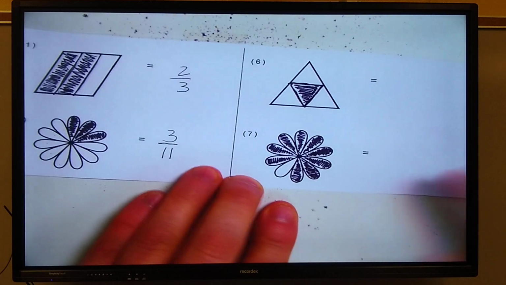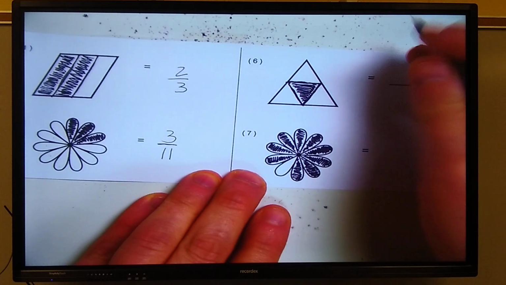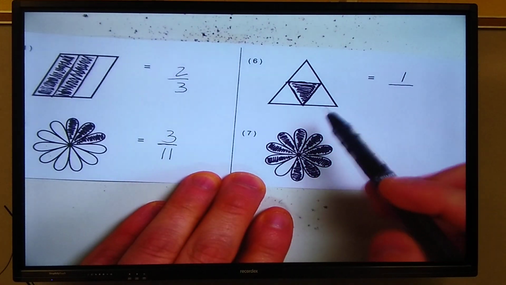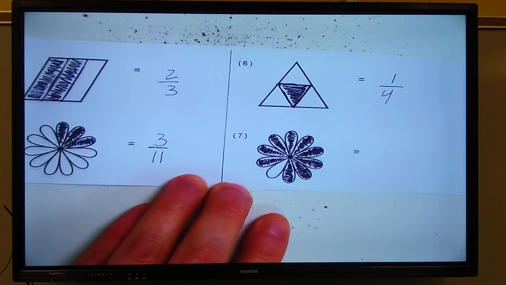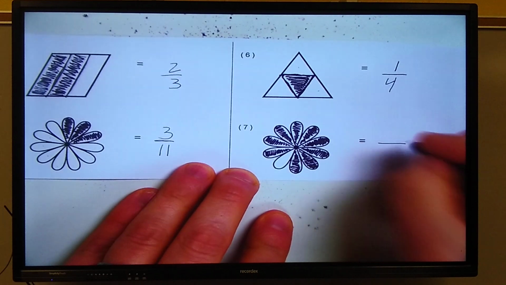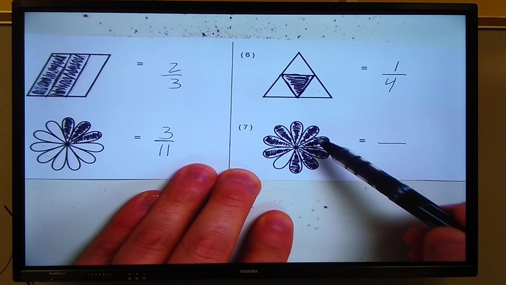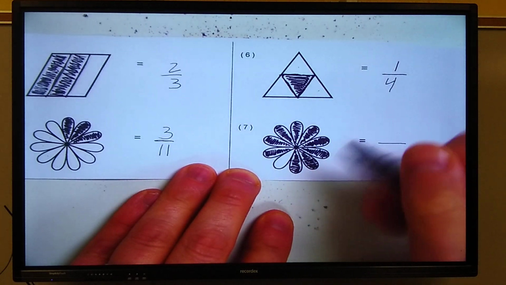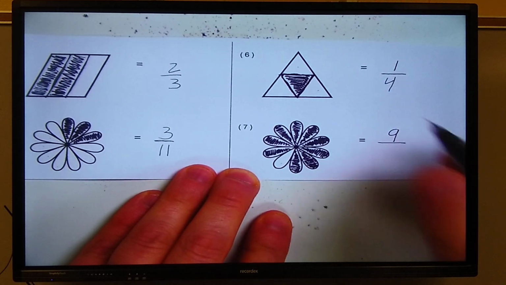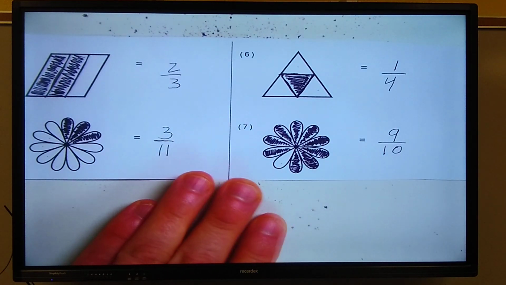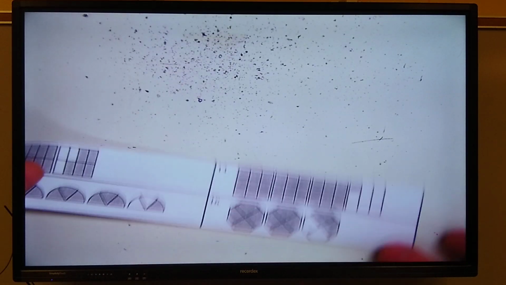The next one. The numerator, just 1 is shaded in. Denominator, 1, 2, 3, 4. 1/4. And last but not least, the numerator. How many are shaded in? 1, 2, 3, 4, 5, 6, 7, 8, 9. And the denominator, well, you just have one more that's not shaded, so 10. 9/10. Easy.